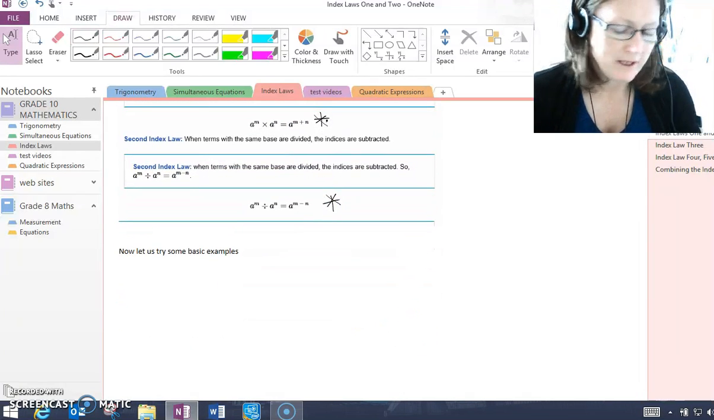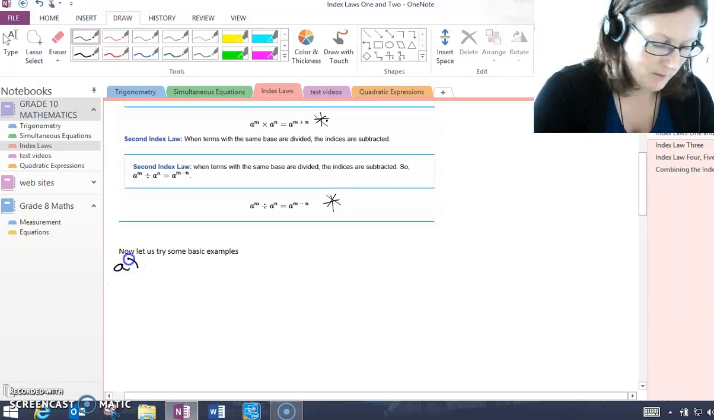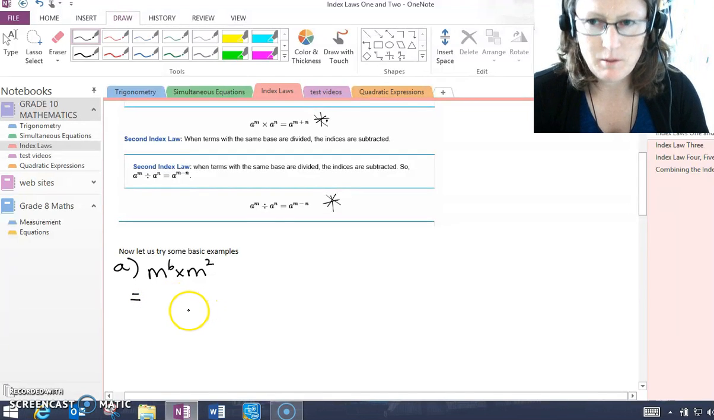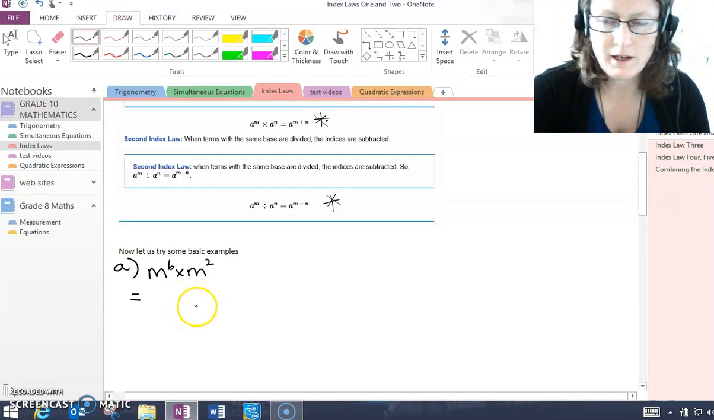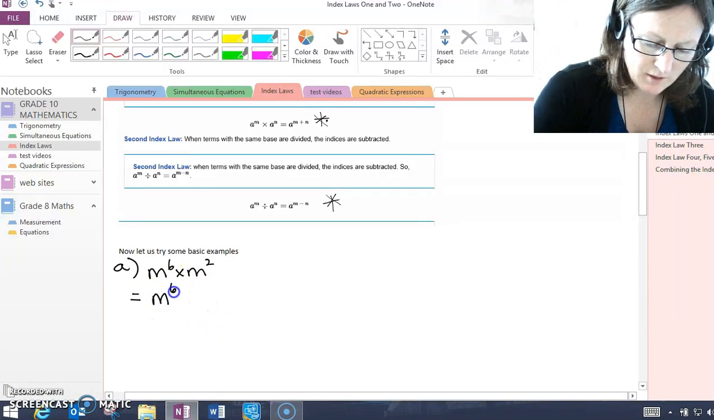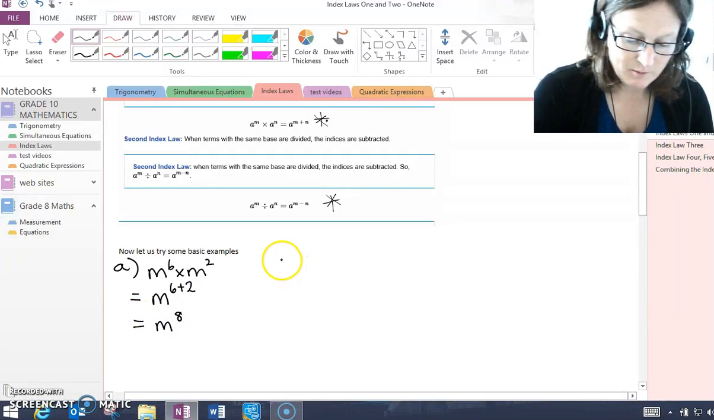Let's now look at some basic examples to just refresh our memory. So the first example, if we have m to the power of 6 multiplied by m to the power of 2, the bases are the same, they're both m's, and it's a multiplication between them, so we add the indices. We say it's m to the power of 6 plus 2, which gives us m to the power of 8.